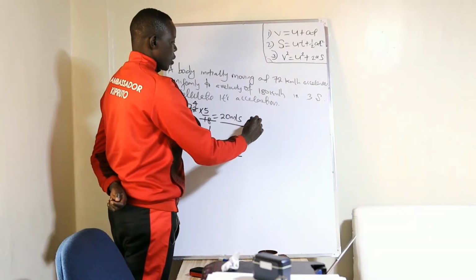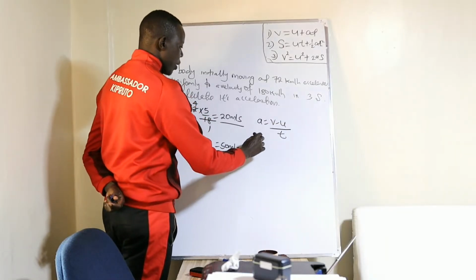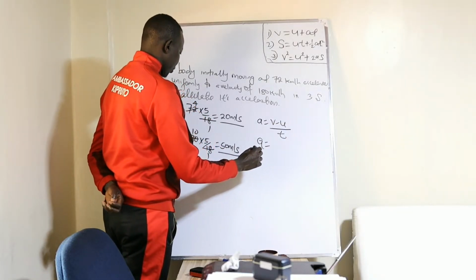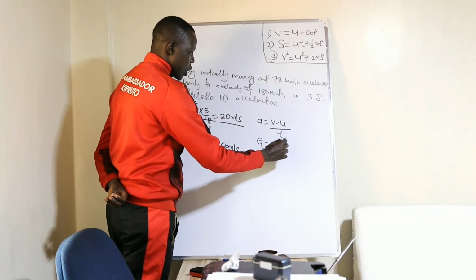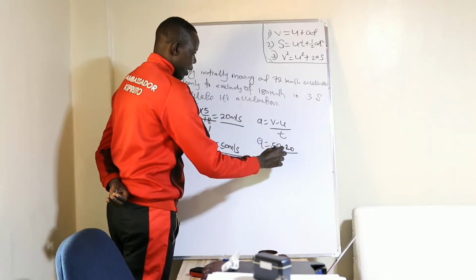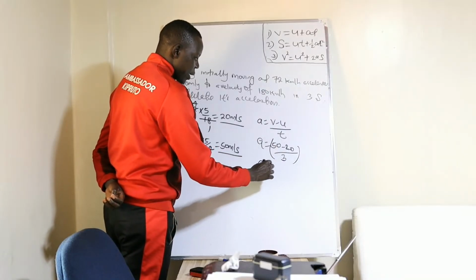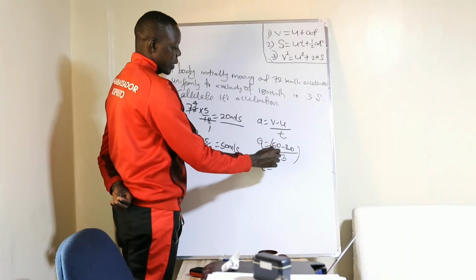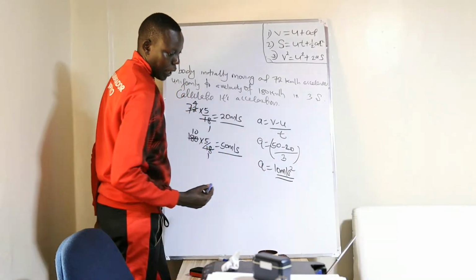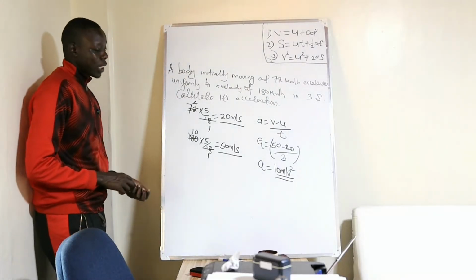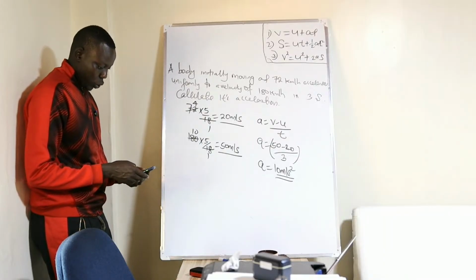Acceleration is given by V minus U over T. So A is given by V, which is 50, minus U, which is 20, over T, which is 3. So you will have A being 50 minus 20 is 30, divided by 3. So you will have 10 meters per second square. I think that is how that particular question should be done.